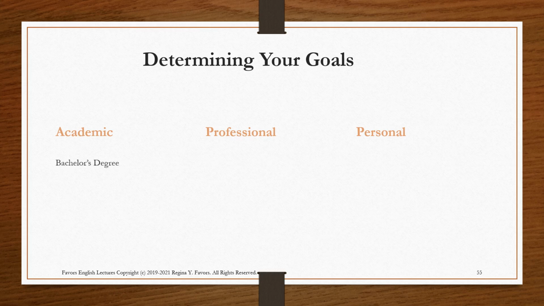So let's look at how you would determine your goals. You have academic, professional, and personal. And so let's look at them all for a minute here. So academic, you know you need to get a bachelor's degree if you are going to enter certain fields. A degree is not always required to have a job, but if you are going to have a career and contribute to your field, you will need a degree eventually. So that's your bachelor's degree.